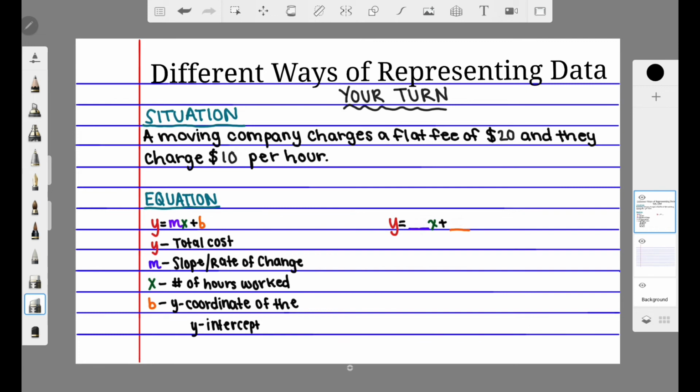Alright, now let's look at it together. First things first, we need to find our slope. Now our new slope is going to be 10 because the charge is now increasing by $10 per hour. Now what's our B? What's our initial value? Well, like right here we see our flat fee is $20. So our equation is y equals 10x plus 20.